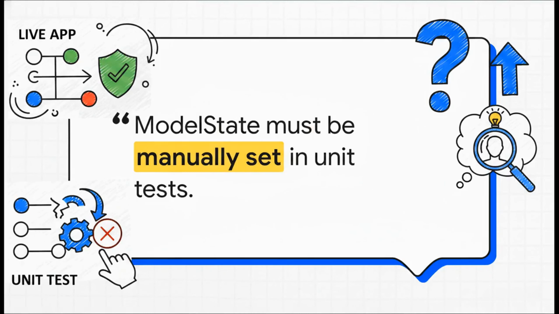In a live running application, ASP.NET Core automatically handles model validation for you. It's magic. But in a unit test, that magic doesn't happen. The pipeline isn't running. You have to manually add an error to the controller's model state to simulate a validation failure. Knowing this little detail is a massive tell for an interviewer.